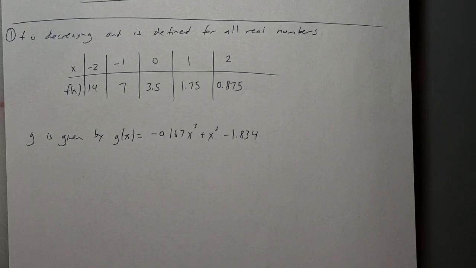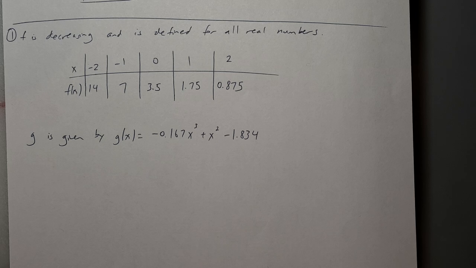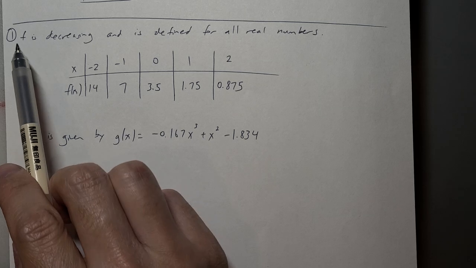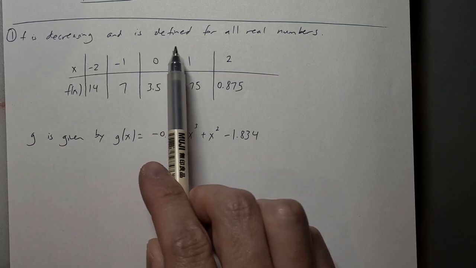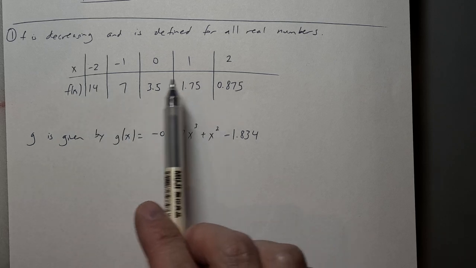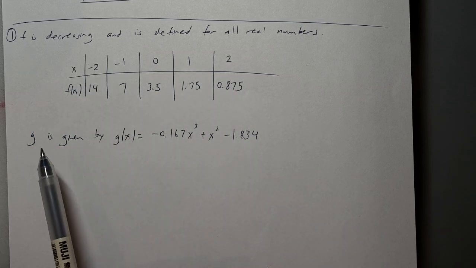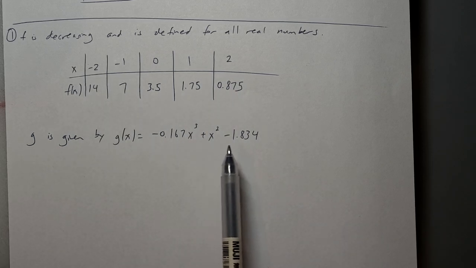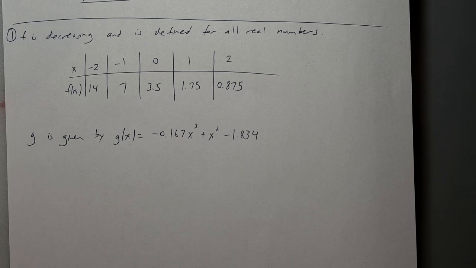This is number 1 on the 2025 AP Precalculus exam, the free response question part of the exam. This is a calculator required question, okay? So it gives that some function f is decreasing and is defined for all real numbers. And then they give selected values of the function at these values of x, okay? And g is given by this polynomial here, okay?